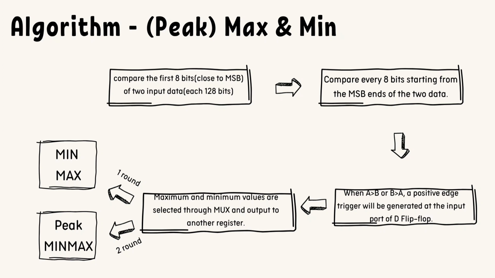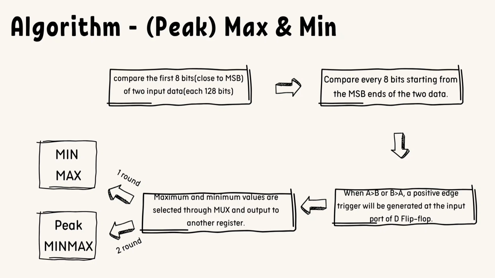The output signal is sent to the flip-flop, and the maximum and minimum values are selected through a mux and output to another register. Then, this maximum or minimum value will be compared with the next input data. This will repeat 7 times in order to complete a round.